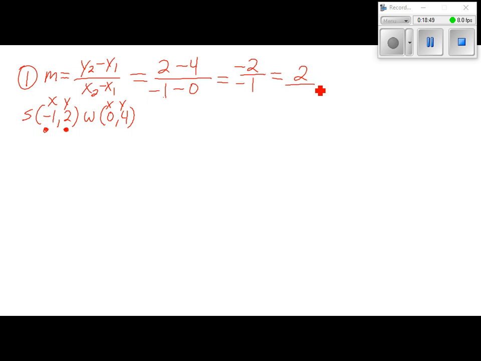If you want to leave it as just 2 over 1, that's fine also, because remember, slope is rise over run. So this is telling us to go up 2 and to the right 1 each time. So that's our slope, either 2 or 2 over 1, either one of them is acceptable.